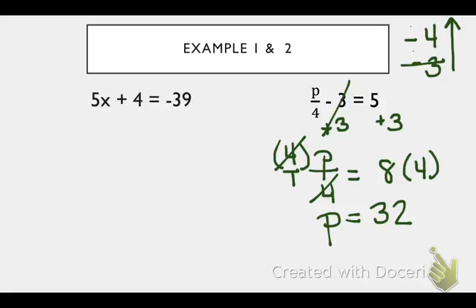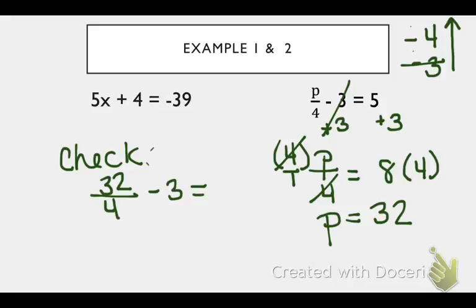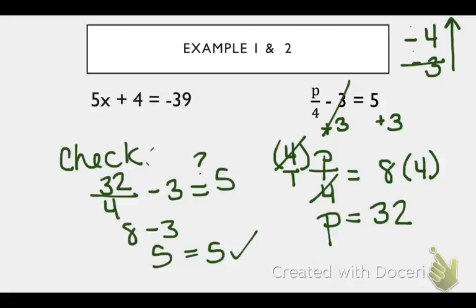Okay, so if we would do an algebraic check for this one, if I plug in 32 everywhere there's a P, so 32 over 4 minus 3, does that equal 5? So 32 divided by 4 would be 8 minus 3 is 5. Since I get 5 on both sides, I know I did the problem correctly.